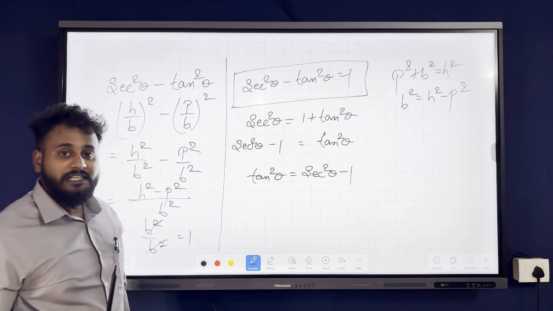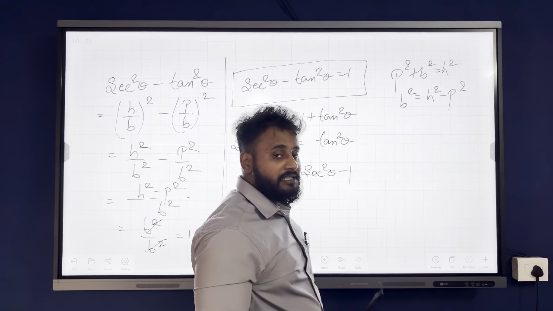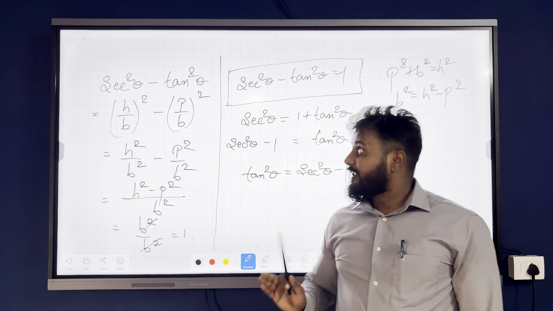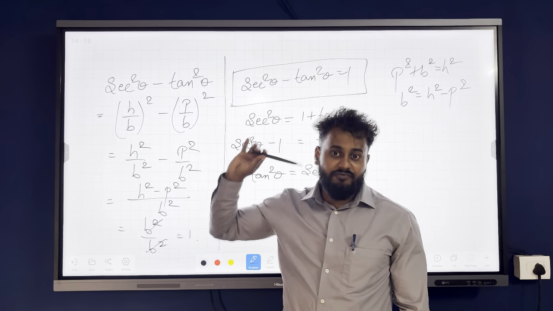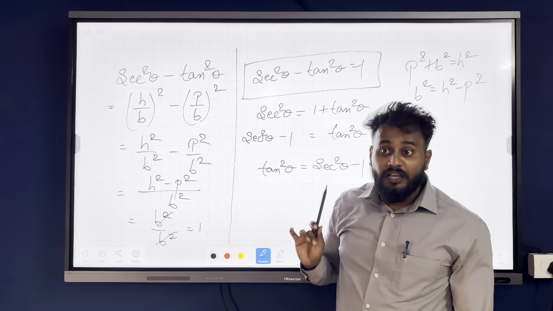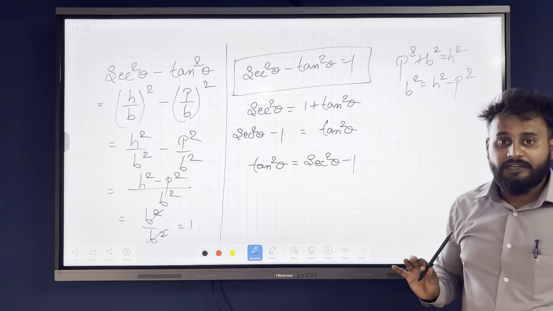बहुत सारे बच्चे ये भी गलती कर देते हैं, सर tan square theta minus sec square theta is equal to 1. नहीं बच्चा, ये नहीं हो सकता है. क्यों? क्योंकि यहाँ पर हम लोग अल्फाबेटिकली ये ऑर्डर कर रहे हैं. ठीक है, if you are writing tan square theta minus sec square theta, it is going to be minus 1, not 1. It is clear to everyone?